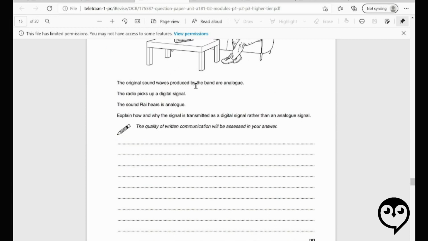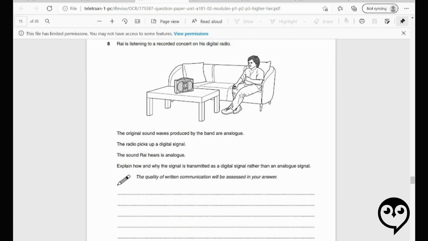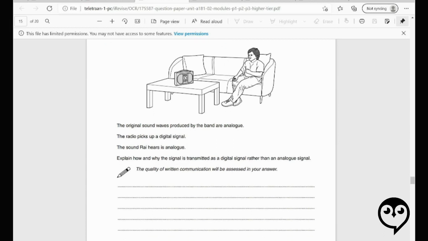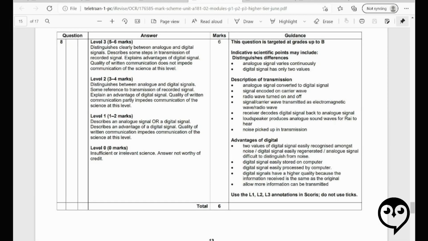Original waves produced by the band are analog. The radio picks up a digital signal, and Rye hears it. So it's a recorded concert. He hears it as analog, obviously, because it's coming out of the radio. So how and why is the signal transmitted as digital rather than analog? So two things to talk about there. Let's go to the mark scheme and see.